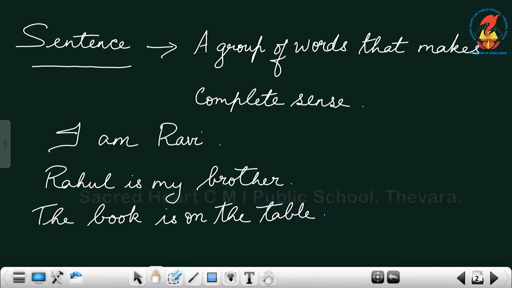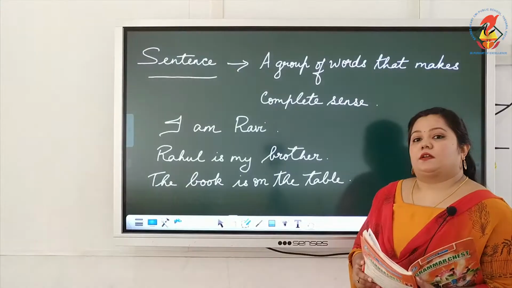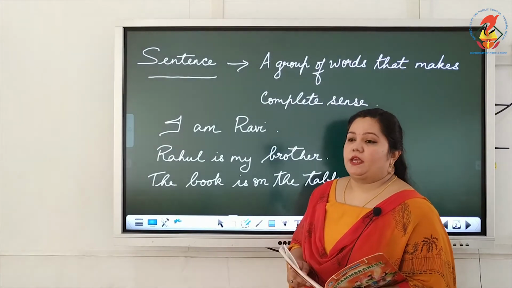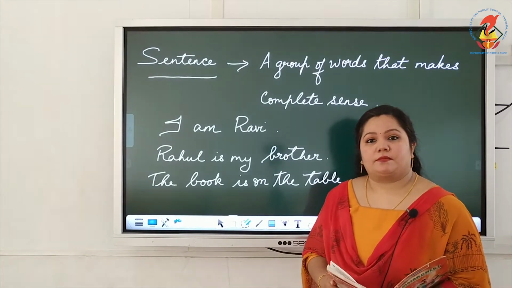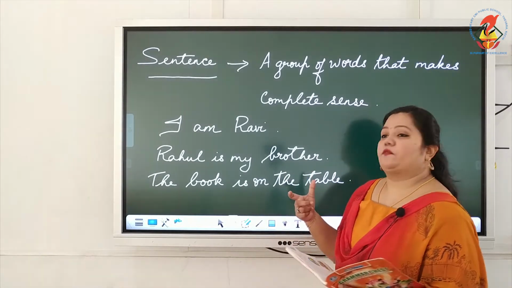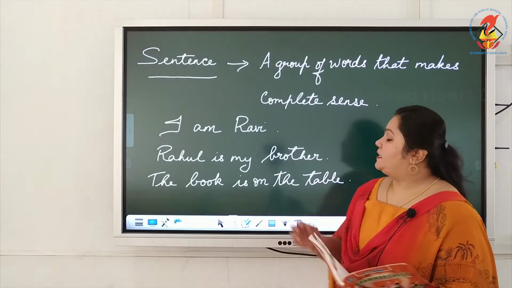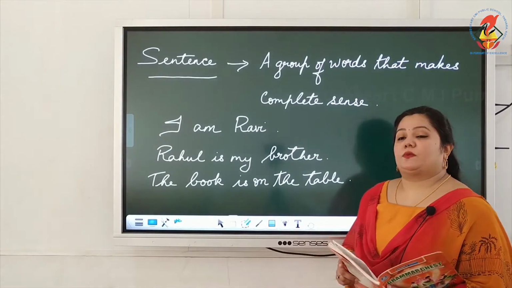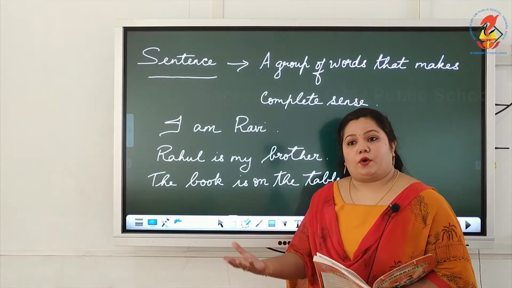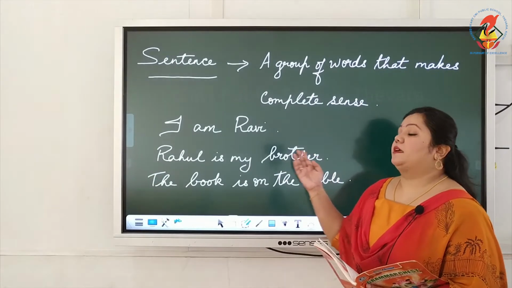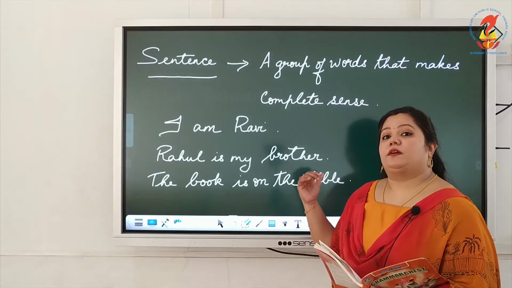Now, just look at the group of words written on the board. The first one, I am Ravi. Here, a boy is introducing himself, and he is saying, I am Ravi. When he says that, the person who is hearing him can completely understand, because these words are framed in such a way that they are clear, right? Same way, Rahul is my brother. Someone is saying that there is a boy called Rahul who is his or her brother. So this group of words is again quite clear and makes complete sense.